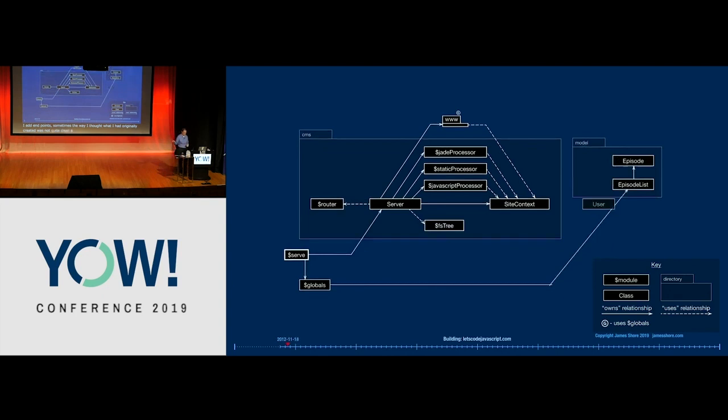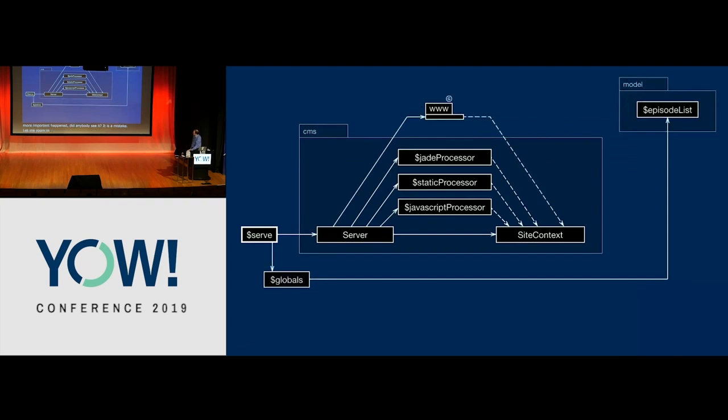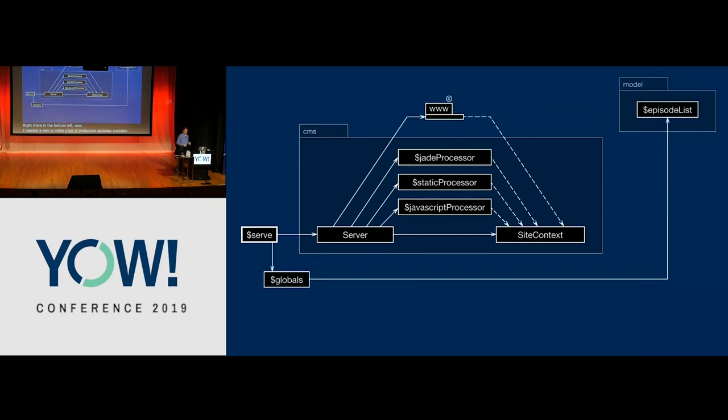But something more important happened. Did anybody see it? It's a mistake. Let me zoom in. Right there in the bottom left. Now, I needed a way to make a list of production episodes available to all my web pages. And so I made a global.